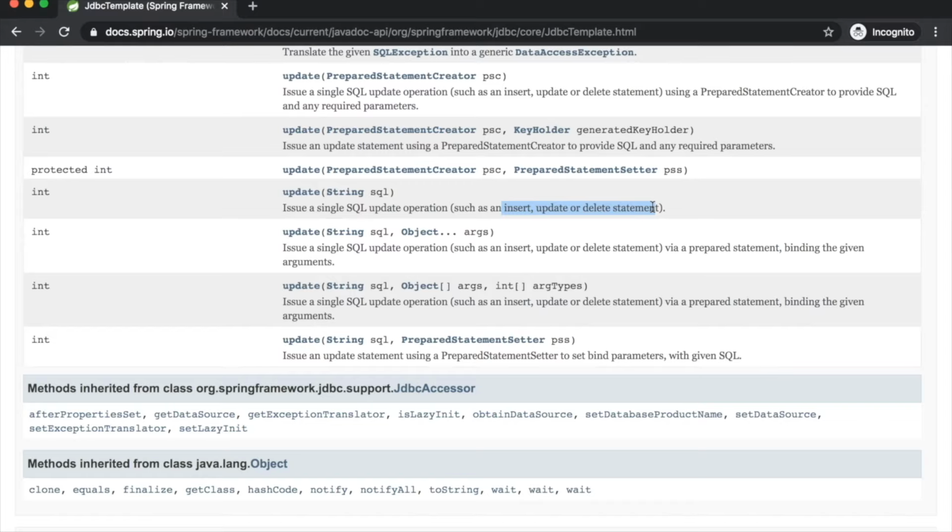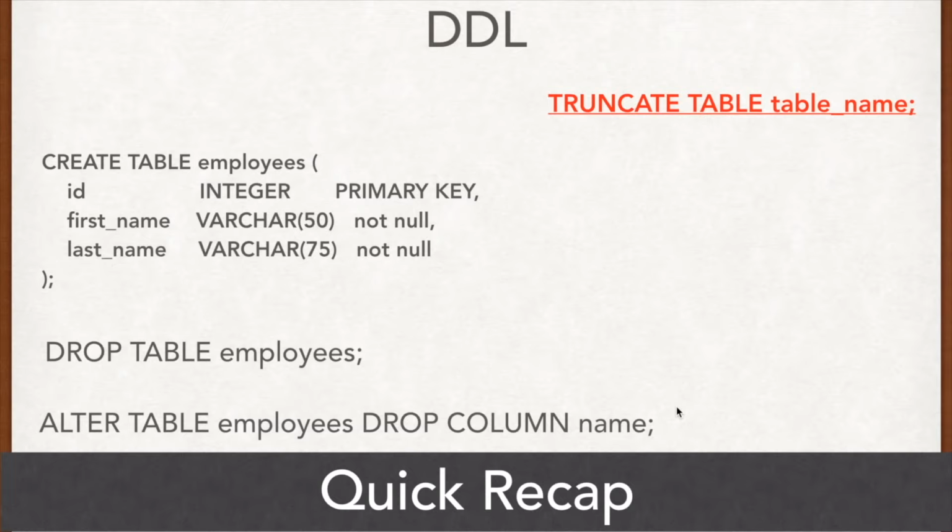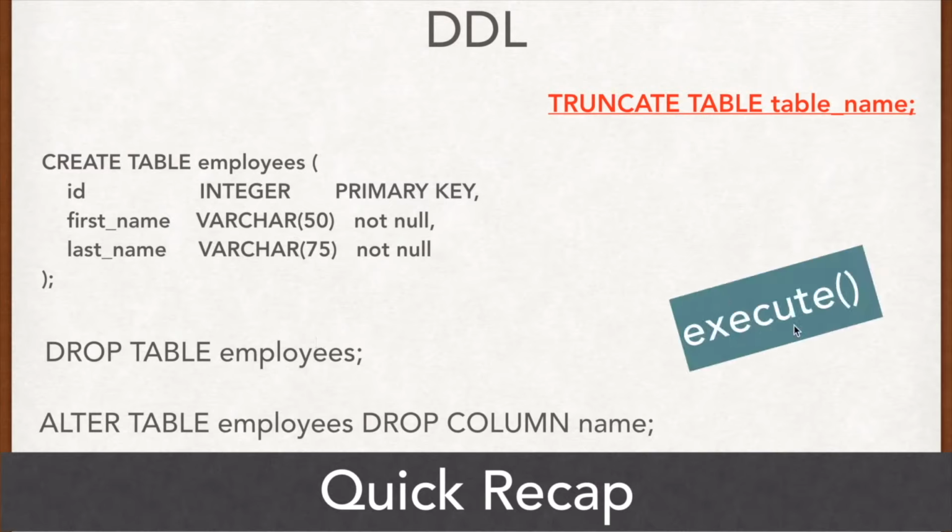So whatever we learned so far, whenever we are performing any DML operation or manipulating any table data, like insert, select, update, or delete, we can use the update method of JdbcTemplate. But whenever we need to deal with DDL, like when we want to create a table, drop a table, alter a table or truncate a table, at that time we need to use the execute method of JdbcTemplate.